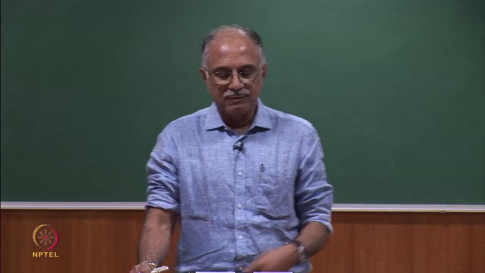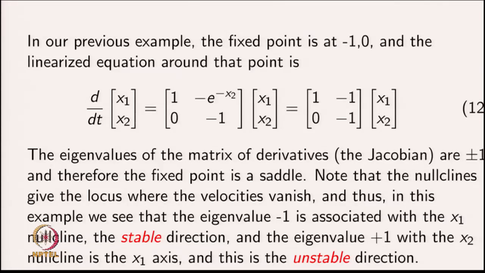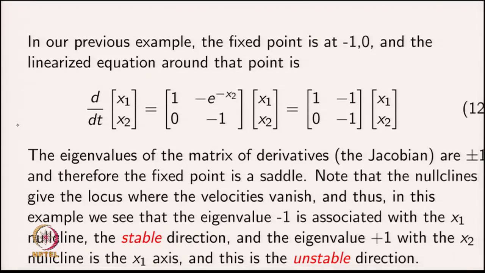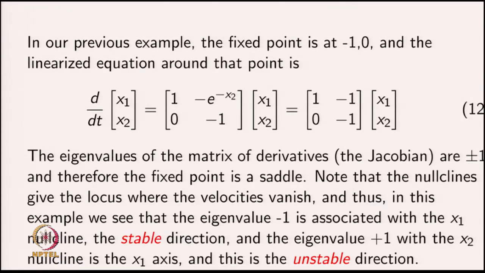In the previous example, the fixed point was at -1 and 0, and the linearized equation around that point is obviously given by dx1 x2 is, and here is the matrix of partial derivatives to be evaluated at the fixed point. So, the derivatives are just 1 minus e to the minus x2, 0 and minus 1. Putting the value of the fixed point as -1 and 0, you get this very simple matrix.